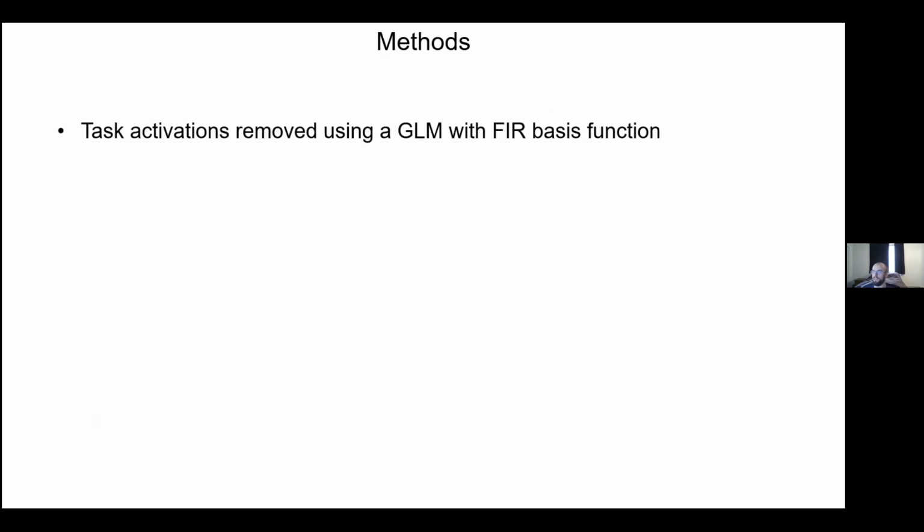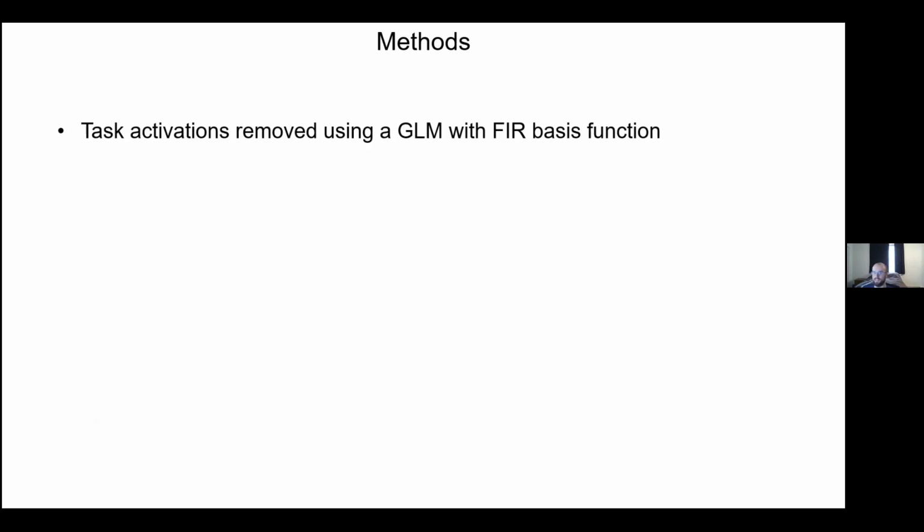And so just to give you general methods here that I think will be relevant for the rest of the talk. When we look at differences between task and rest states in our lab, we always put the task model through a general linear model first with a FIR basis function. And the reason for that is that we don't want to get spurious functional connectivity from regions which have an HRF that occurs in response to a stimulus.